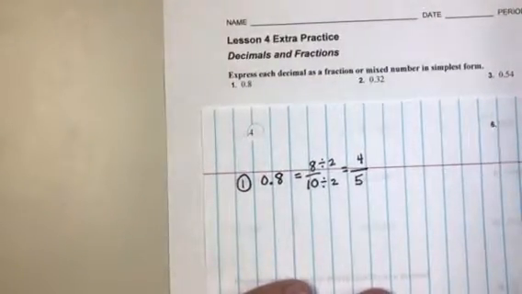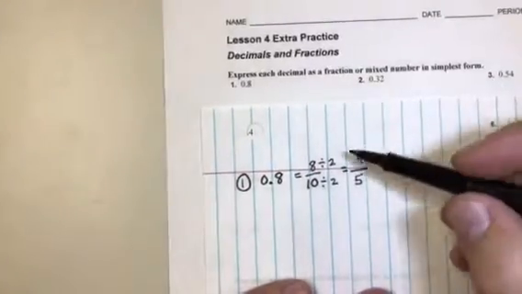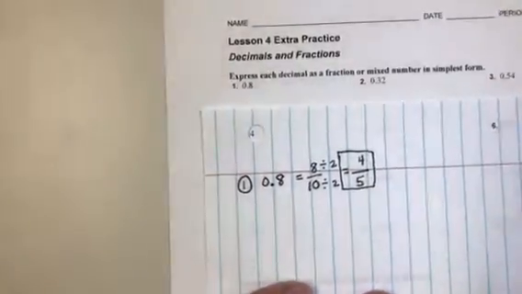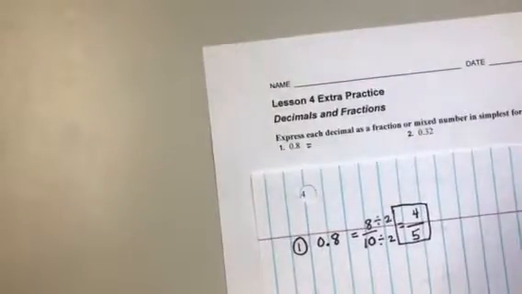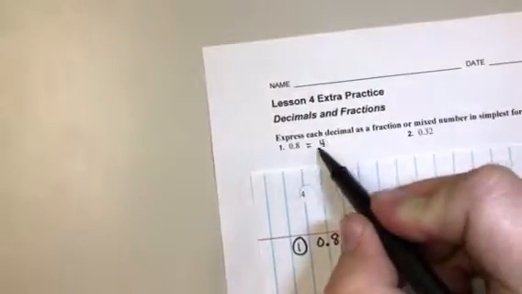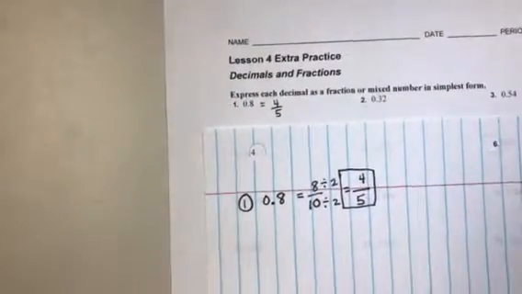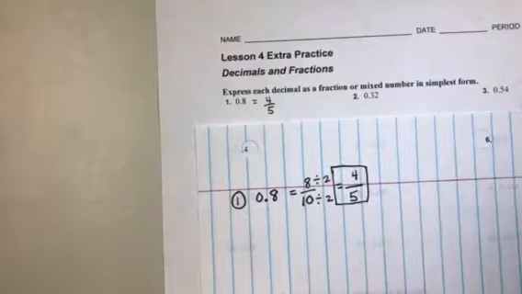And there are no more common factors between the 4 and the 5. 4 has 2 and 2 as factors, and 5 just has 1 and 5. There's nothing else we can divide by. So I would have them box their answer, and most likely write it back in on the sheet of paper here so that we've got our answer. So that is the simplest way to change a very simple decimal to a fraction. And in a separate video here, I'm going to show one of these other more involved ones.